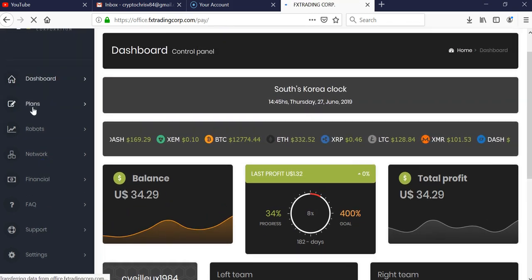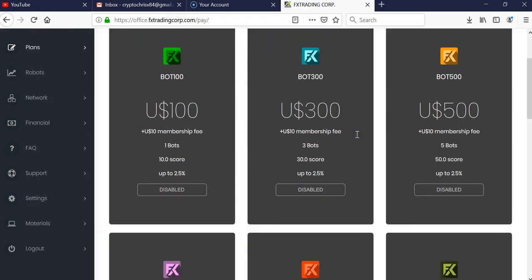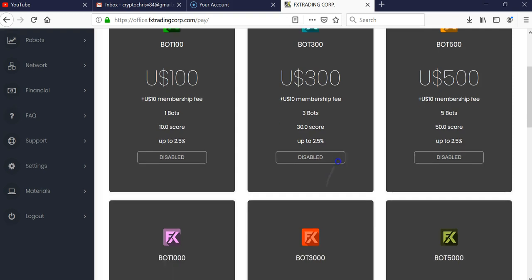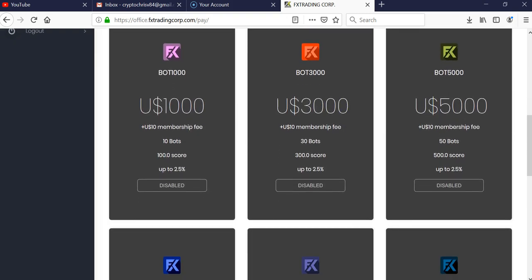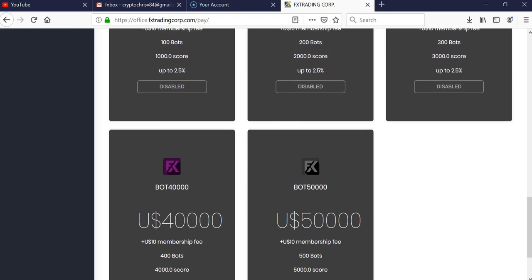So that's actually where I want to go with plans. I apologize. So here's a $100 plan. Everything says disabled at the moment because I can't upgrade because I'm currently active in one. So it's $100 plus a $10 membership fee. And I make up to 2.5% per day. And then there's the bot 300, 500, 1,000, 3,000, 5,000, and then you go crazy with 10, 20, 30, 40, 50. 50 is the maximum.